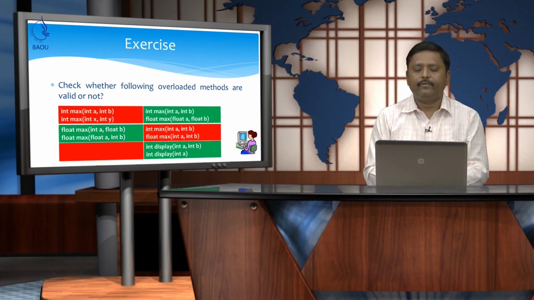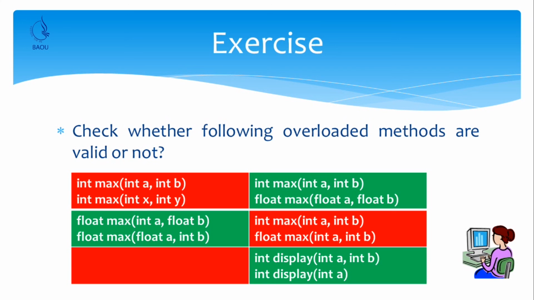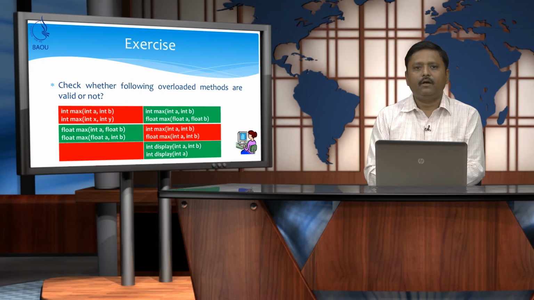The last definition we see is a display which takes 2 parameters in the first case and 1 parameter in the second case. So, this is valid, because the parameters are clearly different in number, and the compiler can easily determine which to call. I hope you understand how method overloading works.